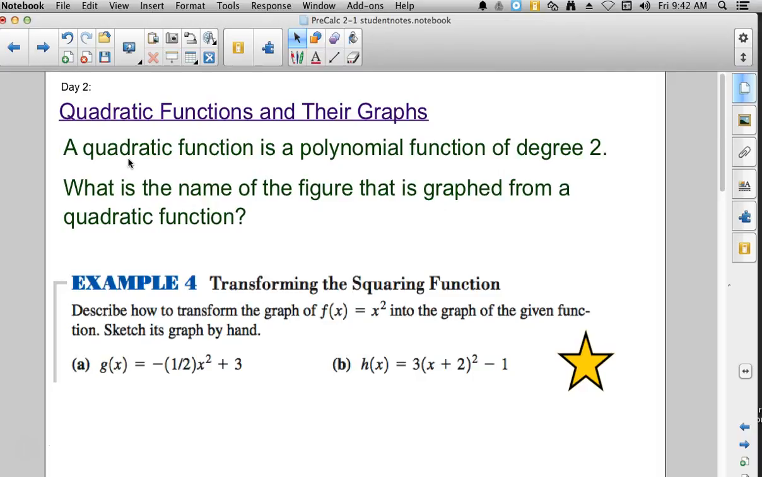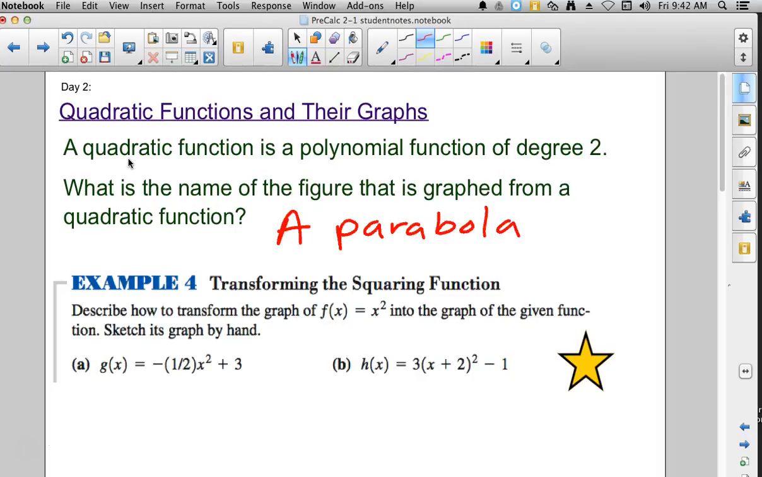A quadratic function is a polynomial function of degree 2. And we want to know what the name of the figure is when you graph a quadratic. What's it look like, everybody? A parabola. So lines, linear; parabolas, quadratics. And this says we are going to transform the squaring function.